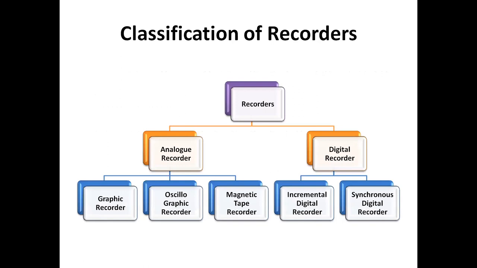So this is the basic classification of the biopotential recorders: analog and digital. The analog ones include graphic recorders, the oscilloscope, and magnetic tape recorders, which are available in our previous electronic studies. For digital recording, we have digital techniques like digital CROs, incremental digital recorders, and synchronized digital recorders, where the proper data are collected easily by monitoring the concerned recording.